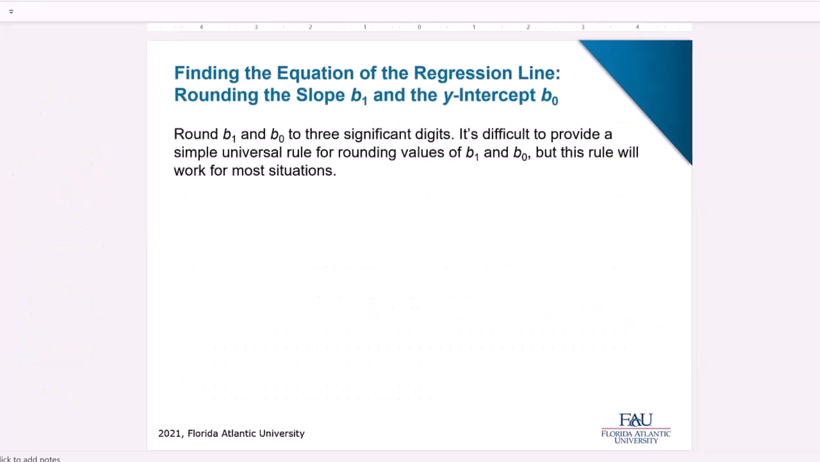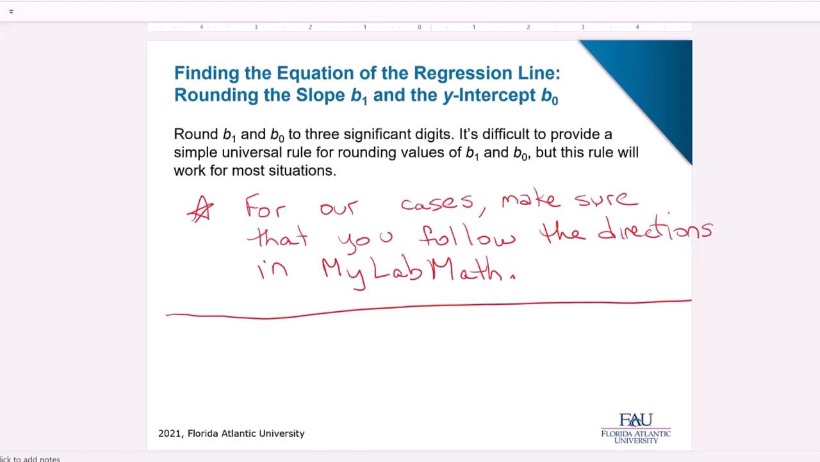Finding the equation of the regression line. Round b1 and b sub 0 to 3 significant digits. It's difficult to provide a simple universal rule for rounding values of b sub 1 and b sub 0, but this rule will work for most situations. Please make sure you follow the directions in MyMathLab. In my equation, this value would also be known as the constant.